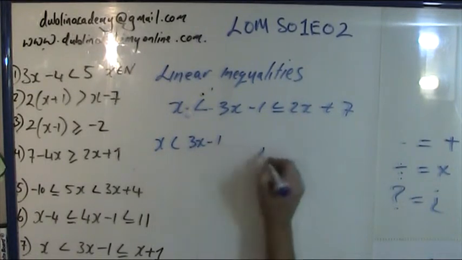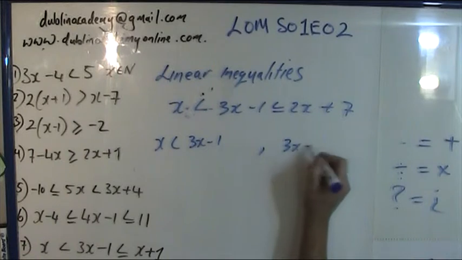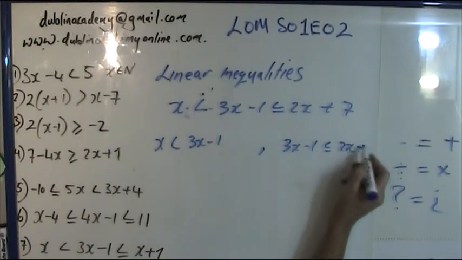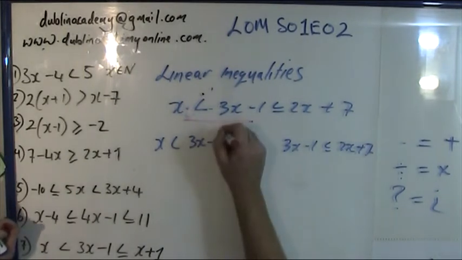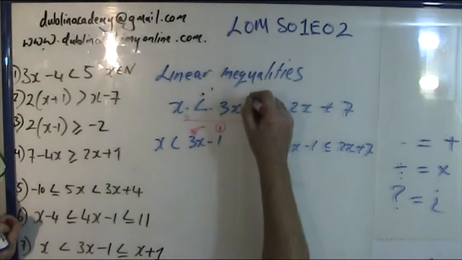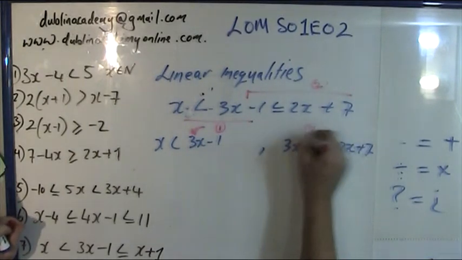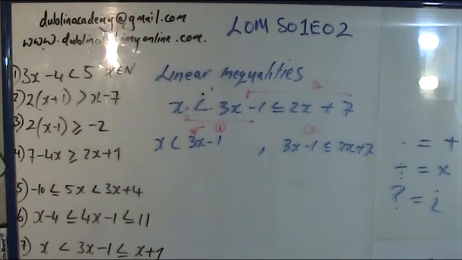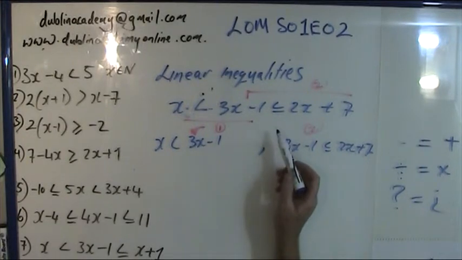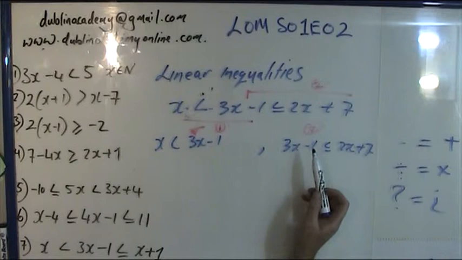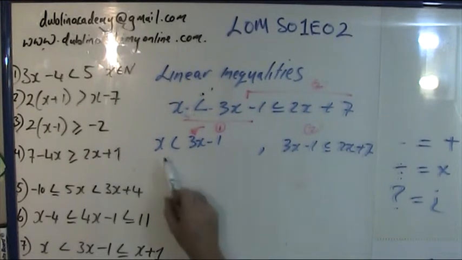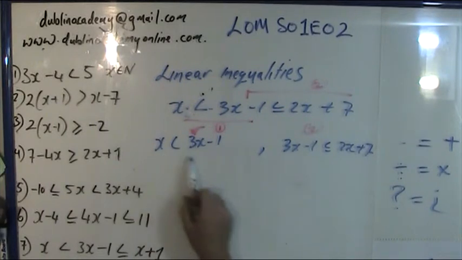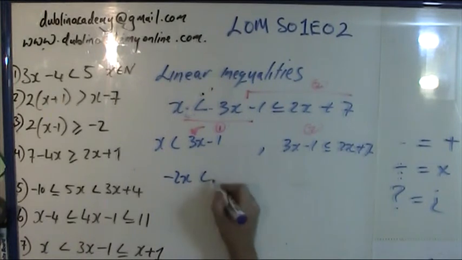So 3x minus 1, and then you've got 3x minus 1 is less than or equal to 2x plus 7. Do you see what I did here? I made that inequality, which is here, and I made that inequality too, which is here. So I'm showing my confidence in deciding what to do, and you will get this after a while, because it's all through trial, practice, and error. So I'm looking at this inequality, I solve it, and I bring that over, and it becomes minus 2x is less than minus 1.